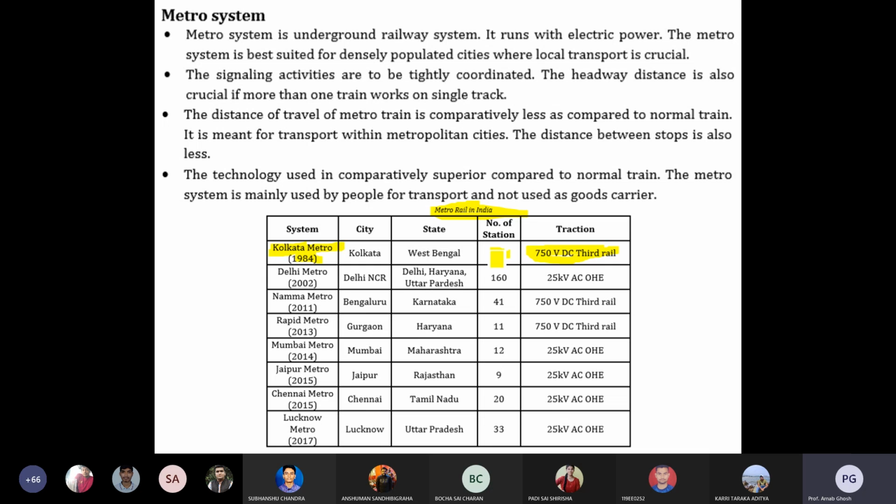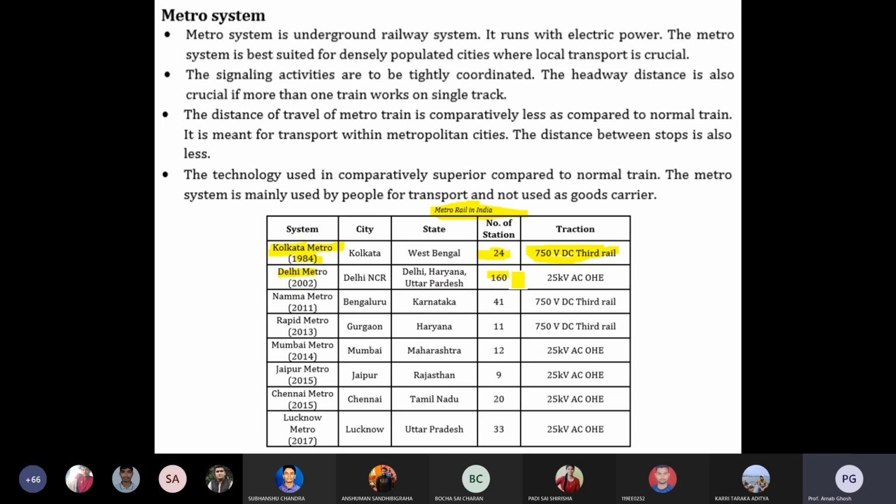It is more than 24. Now it is spreading to some other side areas also. Side area means, you can say, the greater Kolkata side. So now it is not 24, it is nearly 50 stations. Okay. So Delhi Metro is there.